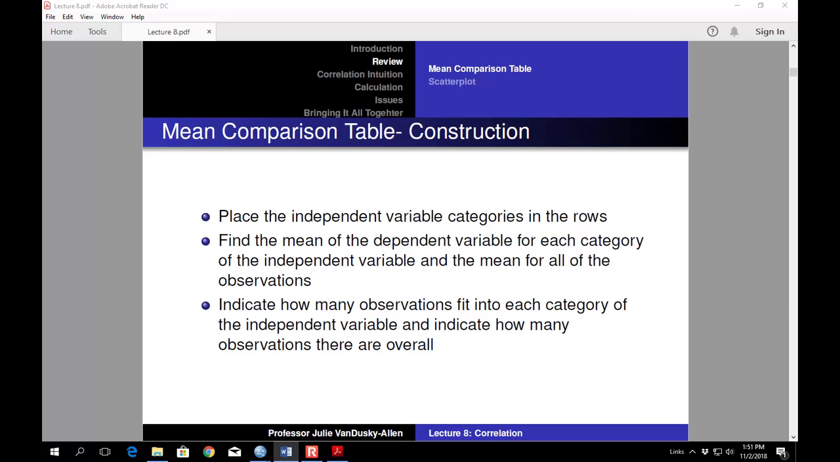To construct a mean comparison table, you should place the independent variable categories in the rows. Then you find the mean of the dependent variable for each category of the independent variable and the mean for all observations, and place them next to each independent variable category and next to the row cell in the bottom of the table. Then you indicate how many observations fit into each category of the independent variable and indicate how many observations there are overall.